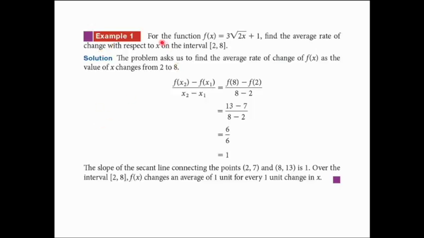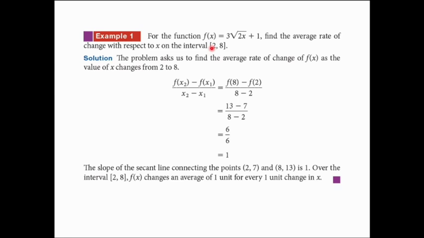In example 1, it says for the function f of x is equal to 3 times the square root of 2x plus 1, find the average rate of change with respect to x over the interval from 2 to 8. This is not a point like (x, y). Sometimes people forget. When you have brackets like that, we're talking about the difference or an interval of the x values. So this is saying we're going from x is equal to 2 up to x is equal to 8.